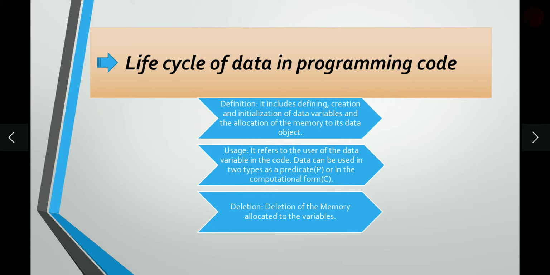Using: after allocating the data, we should know where and how to use it. It refers to the use of the data variables in the code. Data can be used in two ways, as a predicate or in computational form. Computational form is nothing but calculations and so on. Deletion: if we leave the data as it is, it is a wastage of memory. So as soon as we use the data, we should delete it. This is the deletion of the allocated variables from memory.